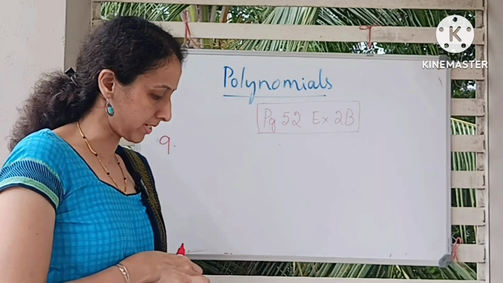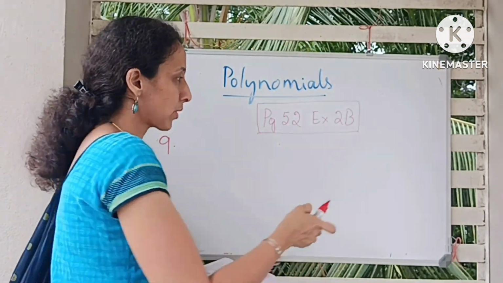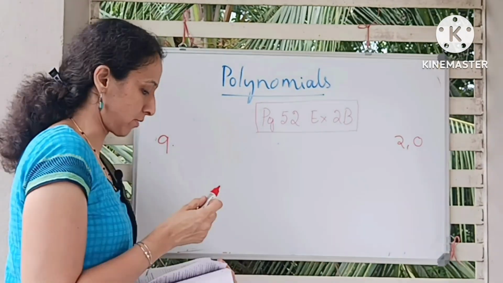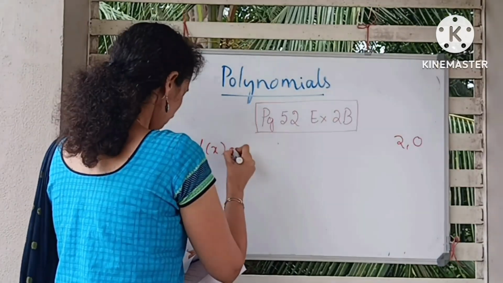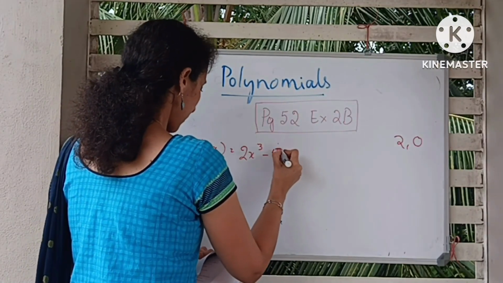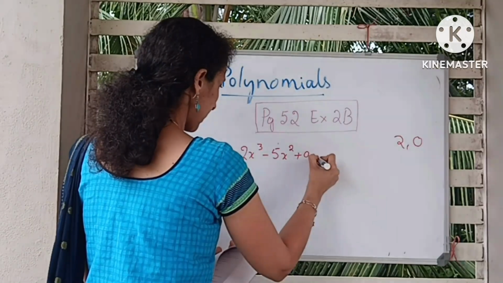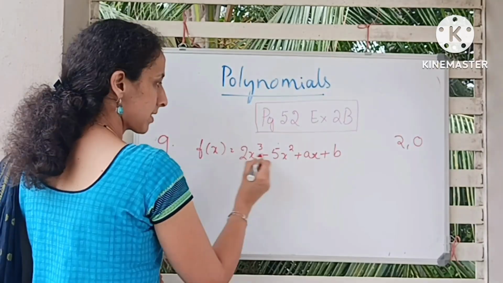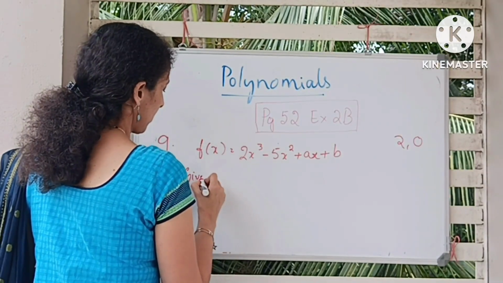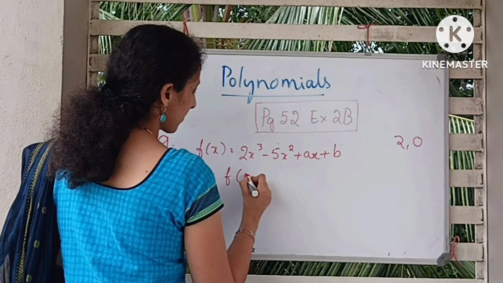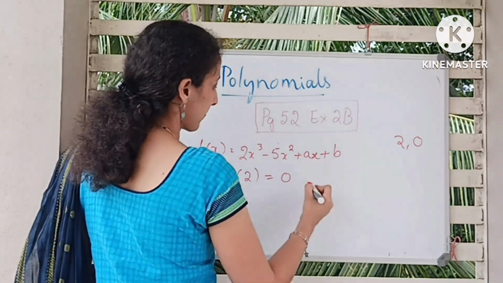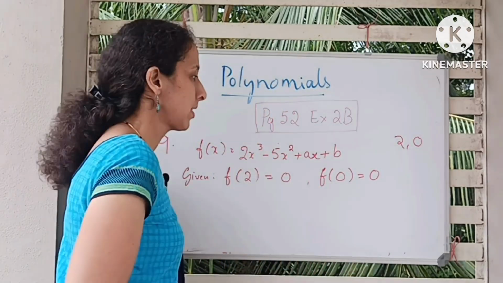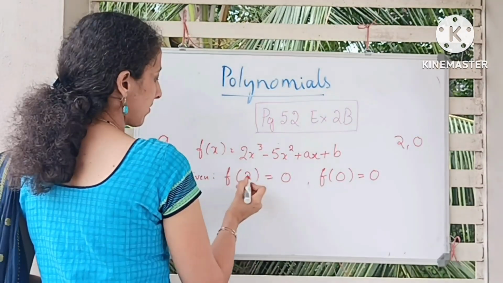The last problem, that is the ninth problem, says if 2 and 0 are the zeros of the polynomial f of x is equal to 2x cube minus 5x square plus ax plus b. Find the value of a and b. This is the expression. So given f of 2 is equal to 0 and f of 0 is also equal to 0. Let us evaluate. Let me take up this one.